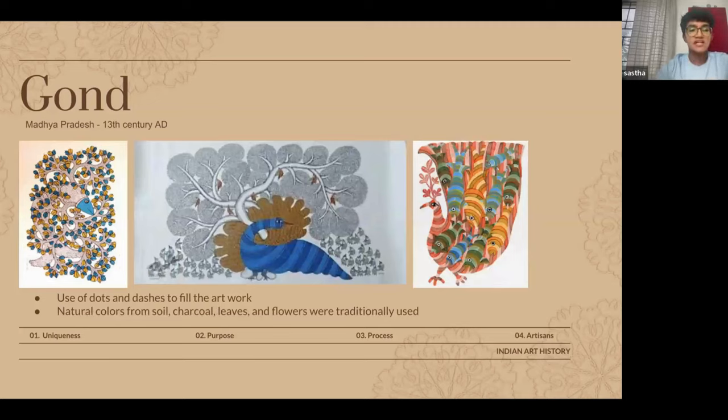So the process of creating these art forms is both intricate and creative. The artists begin with a base layer on which the main outlines of the subjects are drawn. The outline is filled with detailed patterns, mainly using lines and dots, and some geometric shapes. Natural colors derived from sources such as soil, charcoal, leaves, and flowers were traditionally used, although modern Gond artists choose to incorporate synthetic colors to enhance vibrancy. The entire process requires patience and precision, as each line and dot contributes to the overall harmony of the artwork.